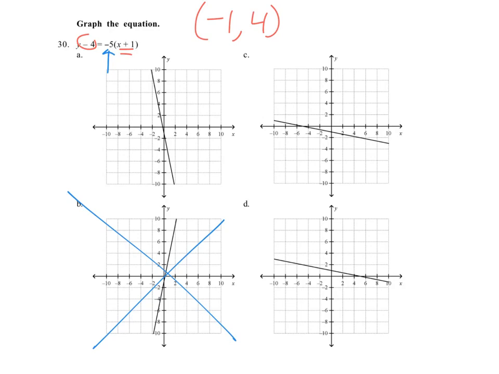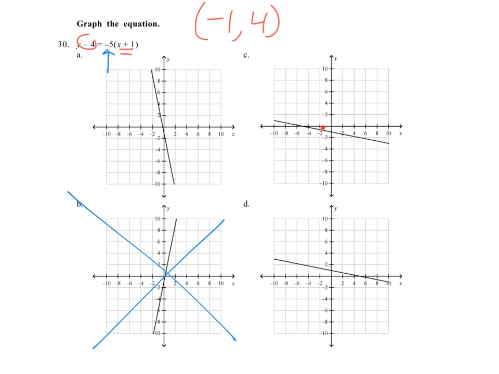You should notice here that the scale is 2 for each one. Every box is equal to 2 units, so that's 2, 2, 2, 2, 2, etc. for all of these graphs. Okay, so if we're going to -1, 4, we're going to go to -1, halfway between 0 and -2, and up to 4. So that one looks good.